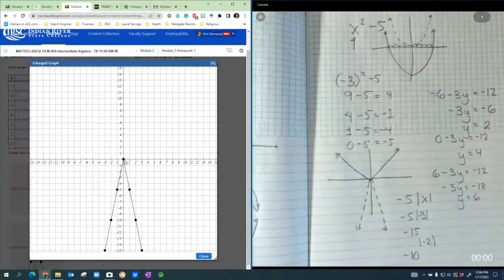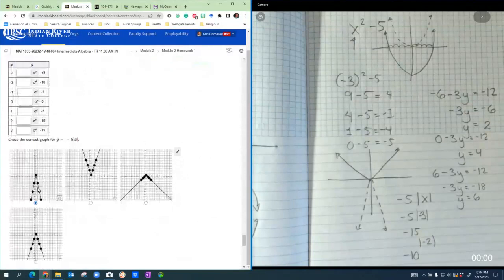We should have -1, -5 is that one, and that one's good. -2 is -10, that's good. -3 was -15, that's good. This one's the answer we're looking for. So this is the answer.